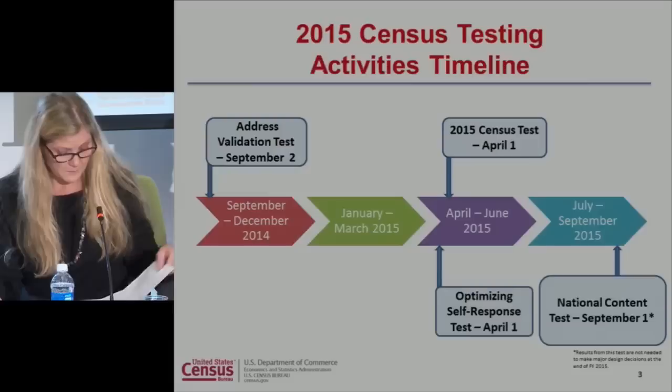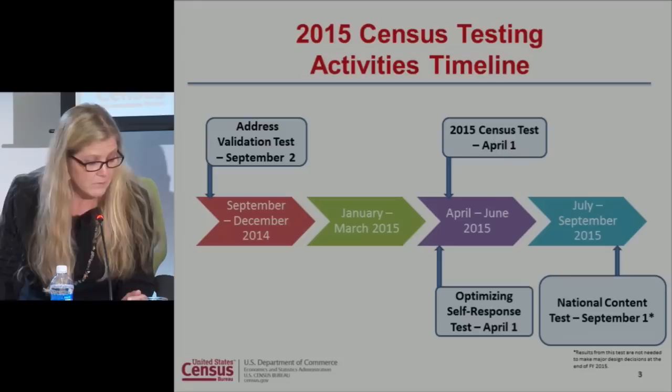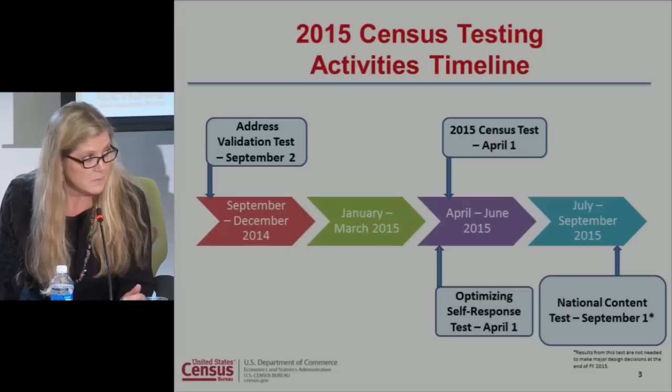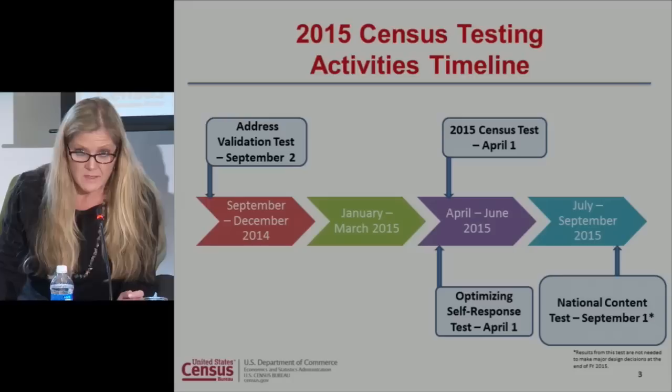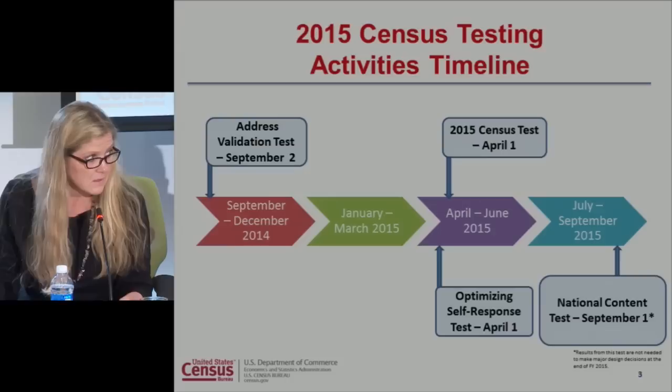Shown on the screen is the graphic that I presented in the October PMR. As indicated earlier this morning, we do have four testing activities planned for 2015. The address validation test began in September, and the second phase is currently underway. The 2015 census test has an April 1st census day in Maricopa, and we're developing that as we go right now. The optimizing self-response test also has an April 1st census day, and the national content test is scheduled for a September 1st census day.